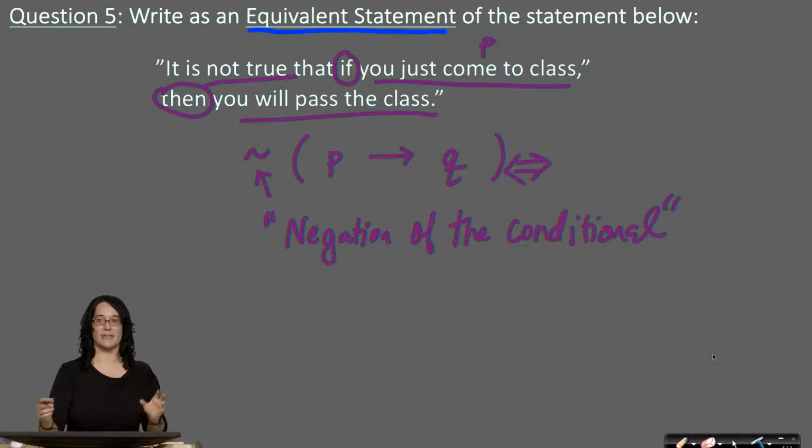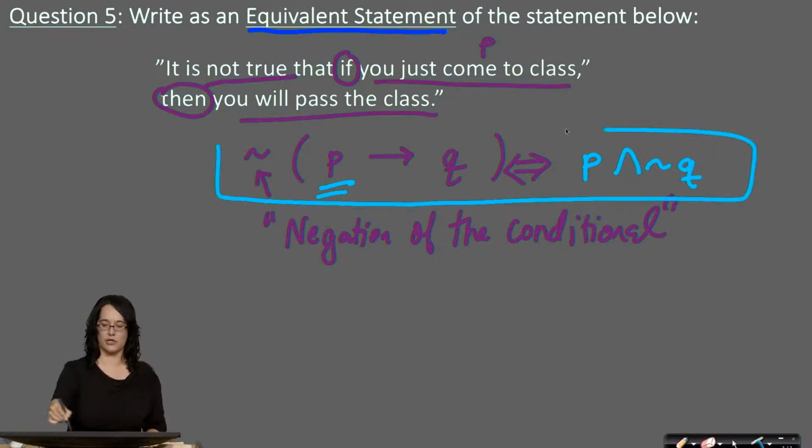So it's saying what is this negation meaning? It's really saying this if-then statement is not true. So when was an if-then statement not true? If the first thing was true and the second thing was false. So if P happens and Q does not happen. That was what we called the negation of the conditional.